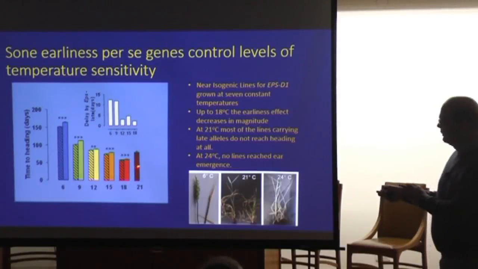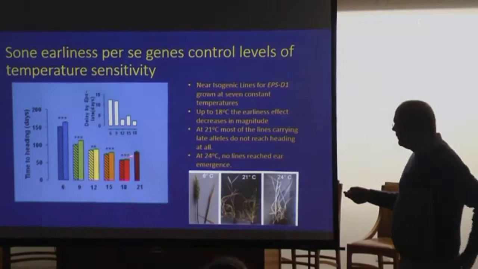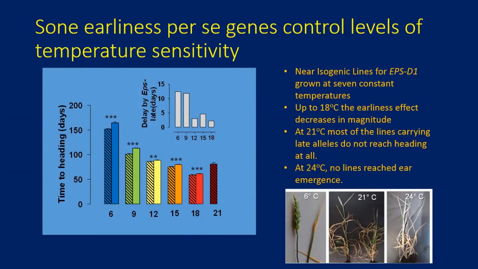And then at 21, something crazy happens where actually none of the late flowering alleles lines flower at all. And then at 24, nothing flowered. So by doing this experiment, what was a small flowering time effect for us, 5 days difference, Gustavo's team had turned into what was approaching a lethal mutation by looking at that range of temperatures.